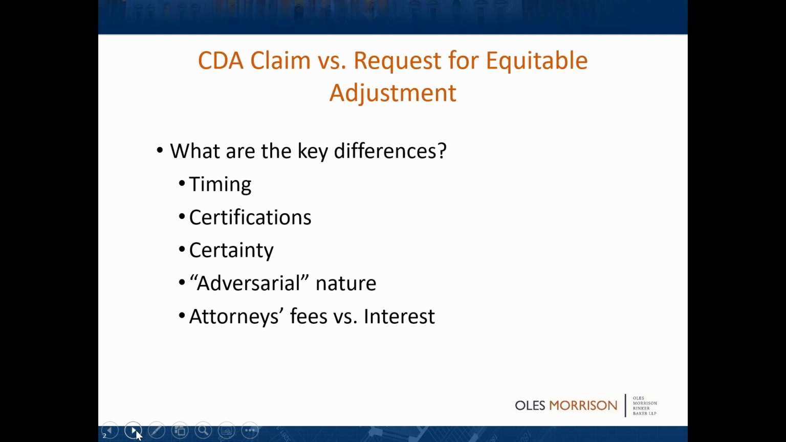Adversarial in nature, I think that's a key one. An REA, the government doesn't consider that to be you wanting to sue them. It's a typical part of contract administration. Okay, there's been something that's arisen, and we're going to see what the cost impact is. Give us a change proposal. You can request an equitable adjustment, and many times you can work it out. A claim, on the other hand, is basically saying, I want a final decision, and if you don't pay my claim, I'm going to go to court.